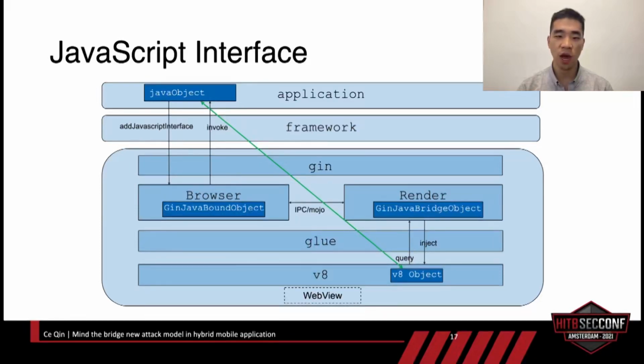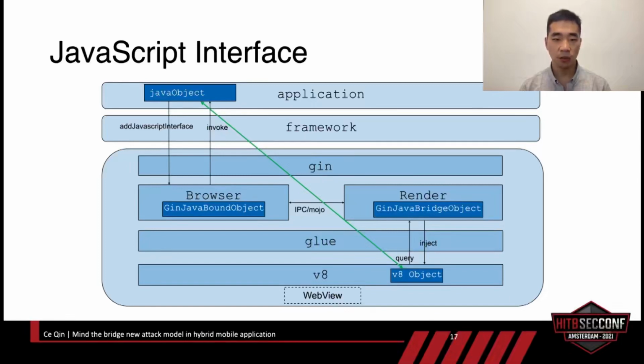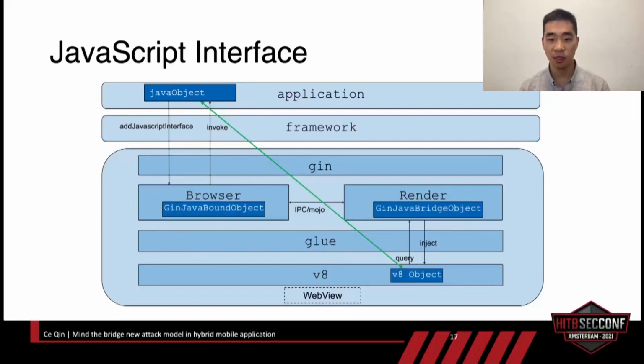object through JNI. The render model also needs an object to interface with the V8 engine, called the GenJavaBridge object. This kind of object will be bound with an empty V8 object. This empty V8 object will be injected into the V8 global environment, so the JavaScript code running in the render thread can access the Java object with the supplied name.